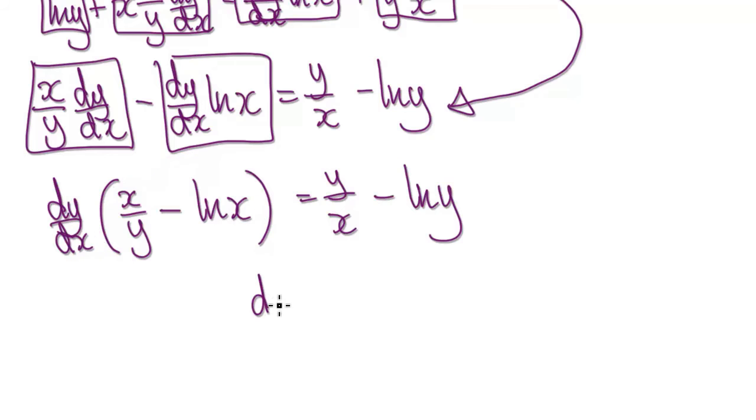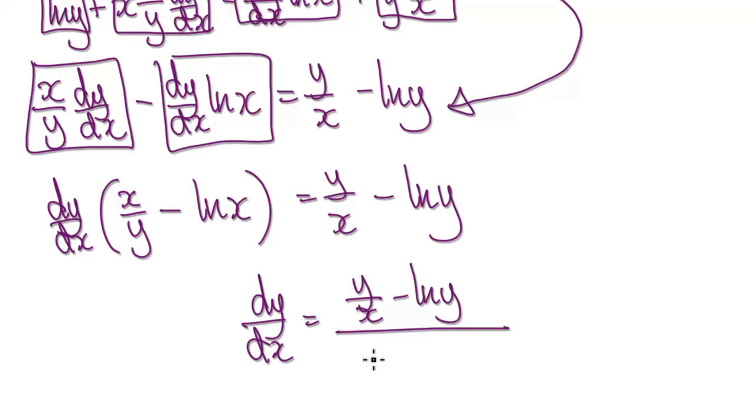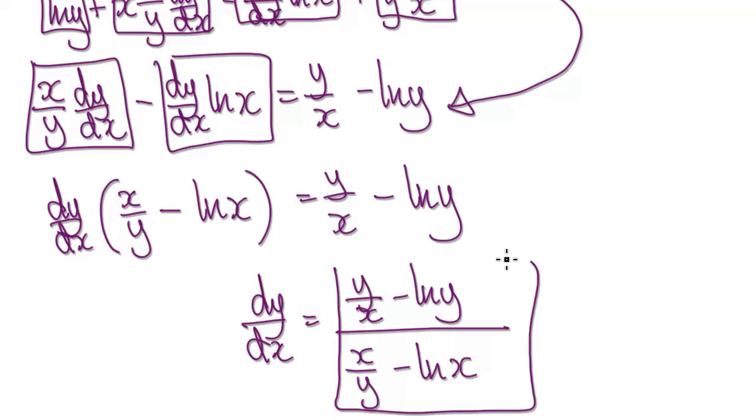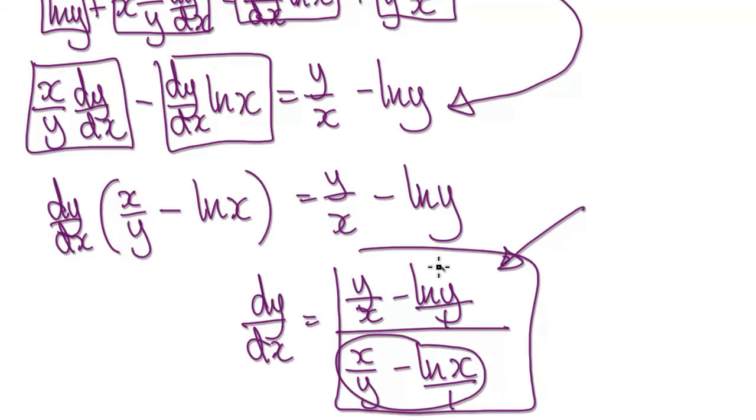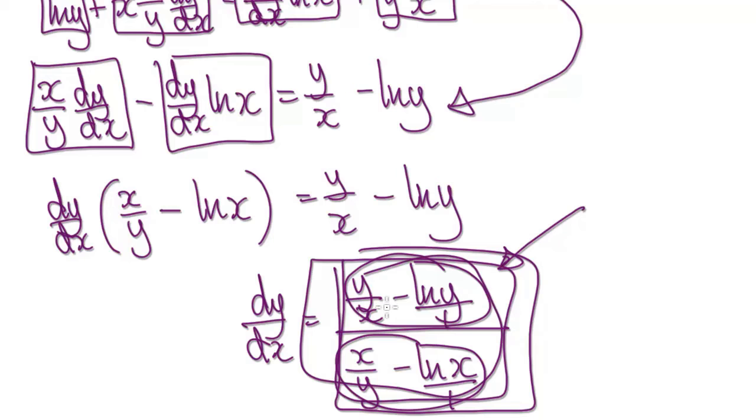So in your mind, divide both sides by this thing. So dy by dx will then give you this thing here, y over x minus natural log of y, divided by x over y minus natural log of x. So dy by dx equals this thing here. And you can, if you want to, tidy this whole thing up. Imagine this as a fraction and merge these two fractions together, and then tidy up. But let's just leave it as it is.